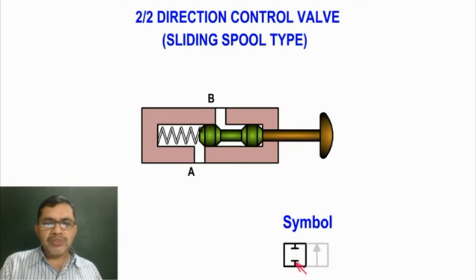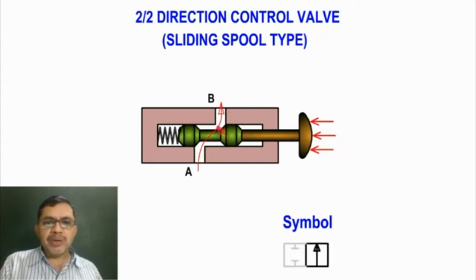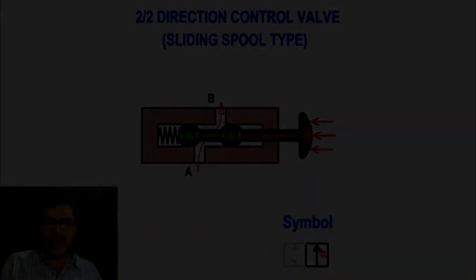There is no connection from A to B, and hence fluid cannot flow from A to B in normal position. When the palm button is pressed, connection is made from A to B. Fluid can flow from A to B. This is the symbolic representation. There is an arrow from A to B. It says there is connection from A to B. Fluid can flow from A to B.